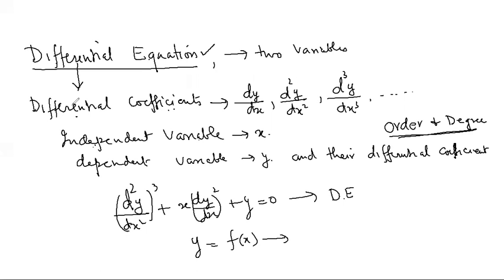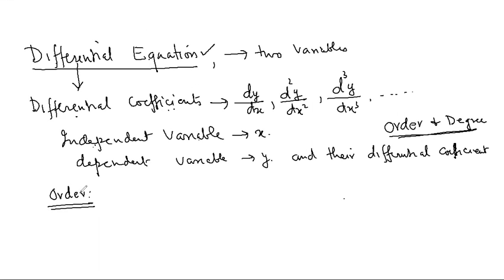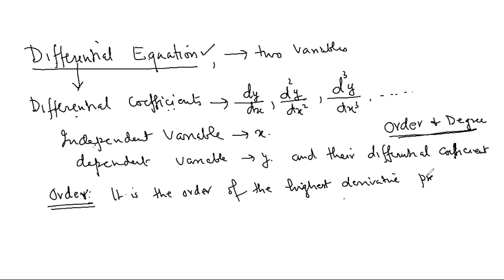So what does that mean? The equation should contain these terms. Then it is called a differential equation. Order of a differential equation. It is the order of the highest derivative present in the equation.